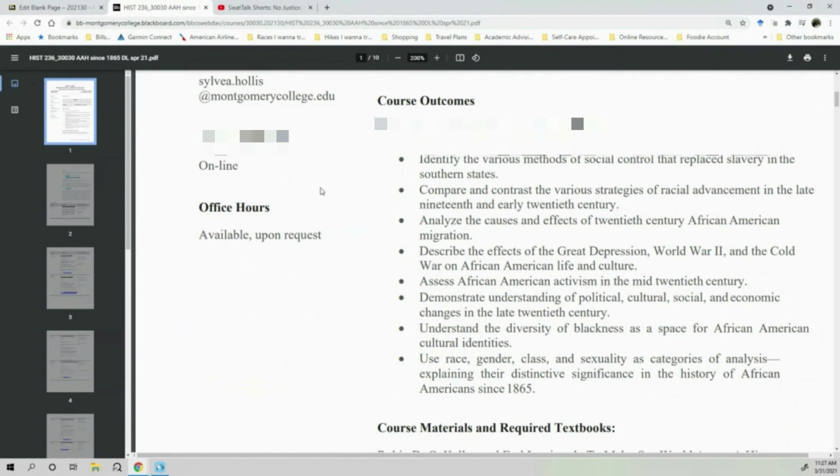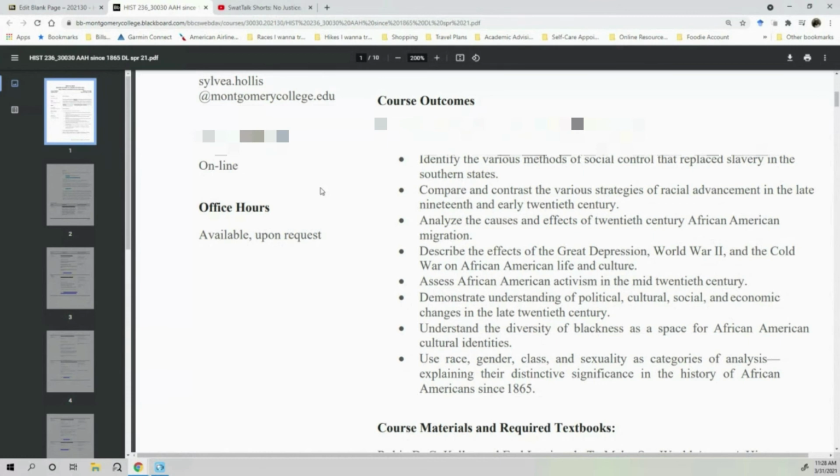Understand the diversity of Blackness as a space for African American cultural identities, meaning Black people aren't a monolith. Understanding this class doesn't mean that you understand all Black people. Through the readings you will understand a more expansive way to ask questions internally about your understanding of African American history, and to practice that externally, through readings and all these other ways that we consume intellectual processes.